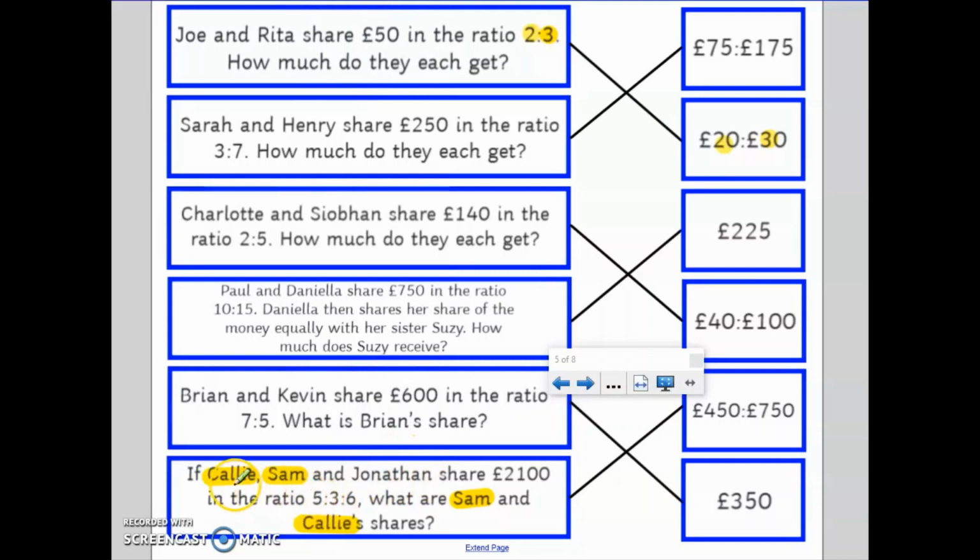So even though this ratio includes 3 people, the answer is only in 2 parts because of the way the question is set up, because of the context of the question. So just double check you have matched that question up correctly as well. Very well done if you were able to get all 6 matched up correctly.